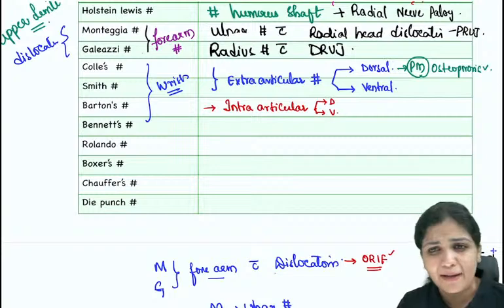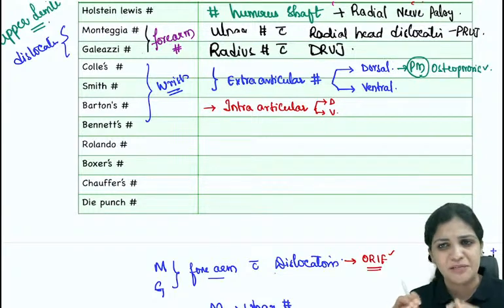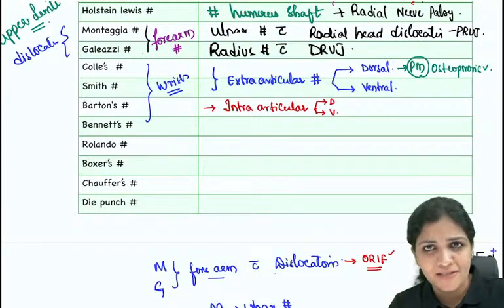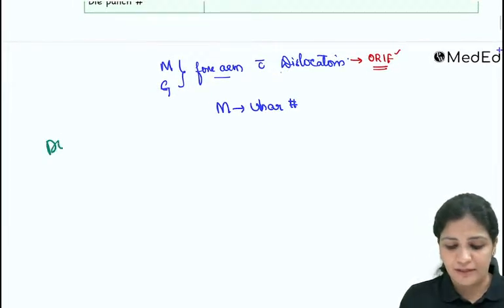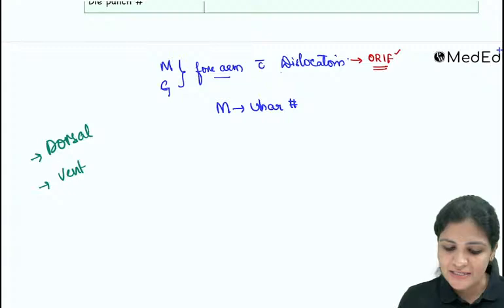But why are we worried about this dorsal displacement and ventral displacement? Does that have any role for us? Does that mean anything to us? Or simply for the exam's sake, we are learning that dorsal or ventral? How does this help us?